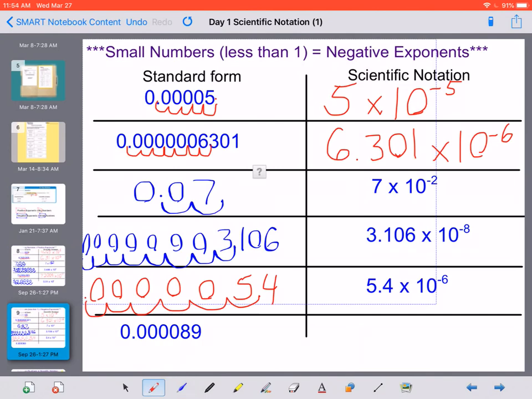Last one. 1, 2, 3, 4, 5, 6. Except we're not going to move it that far. We're only going to move it in front of the 8. So we have 8.9 times 10 to the 1, 2, 3, 4, 5, negative 5th place.